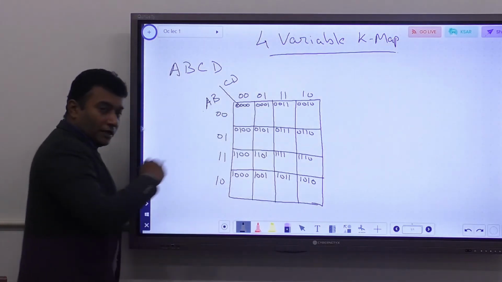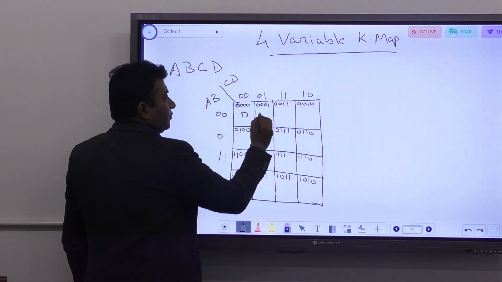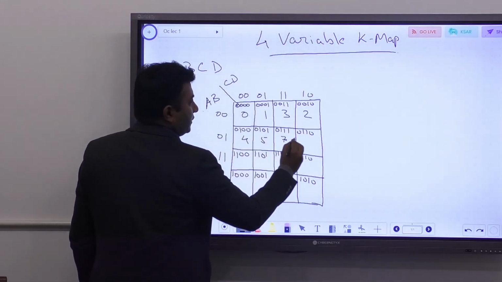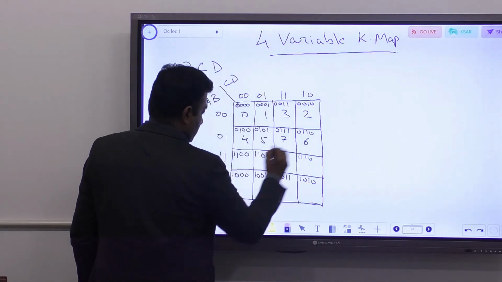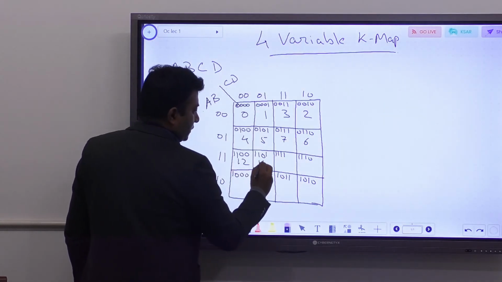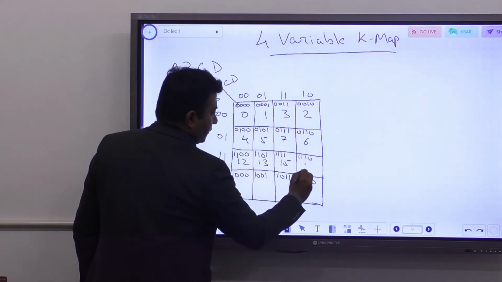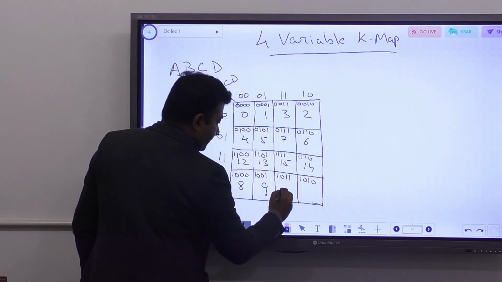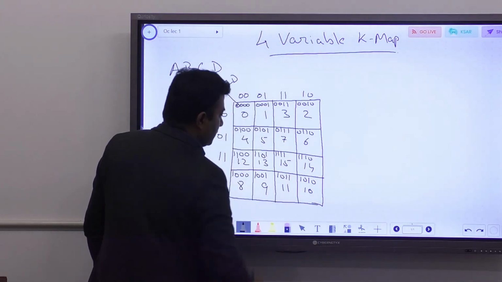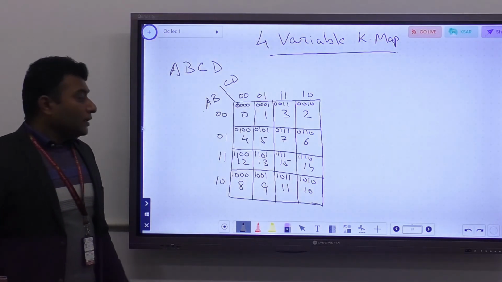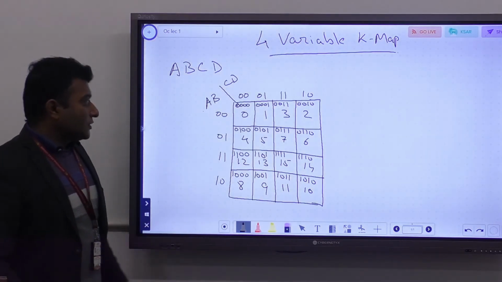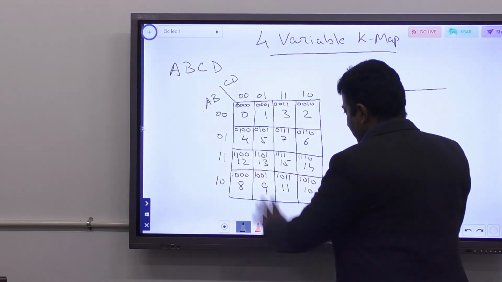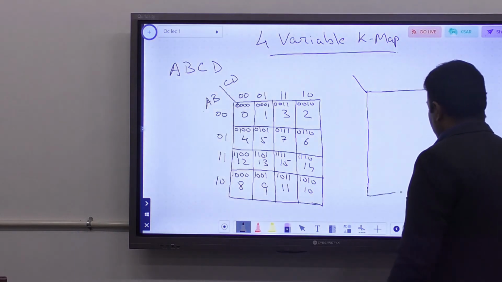Converting it into decimal, this would be 0, 1, 3, and 2, 4, 5, 7, and 6, 12, 13, 15, and 14. This would be 8, 9, 11, and 10. Okay, so this is the notation. In some of the books, there is some other type of notation. We can draw it for information purpose, but we would be using this particular type of notation after that.